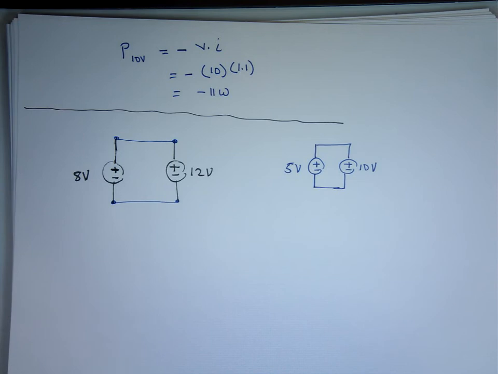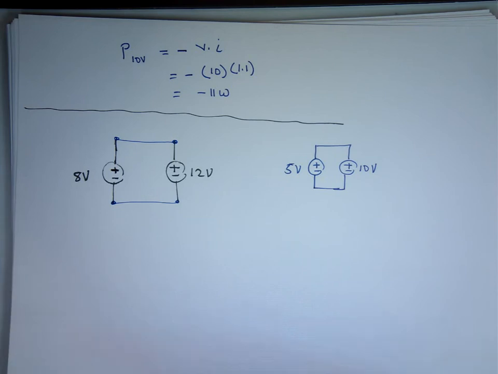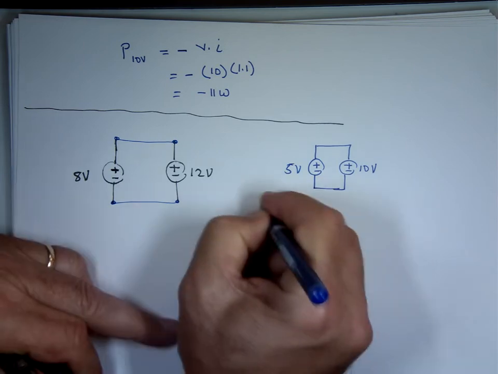So you never want to attach voltage sources in parallel, unless they have the same value. If they have the same value, that's different. If you take a 10 and 10, you still got a 10. So this is not good.